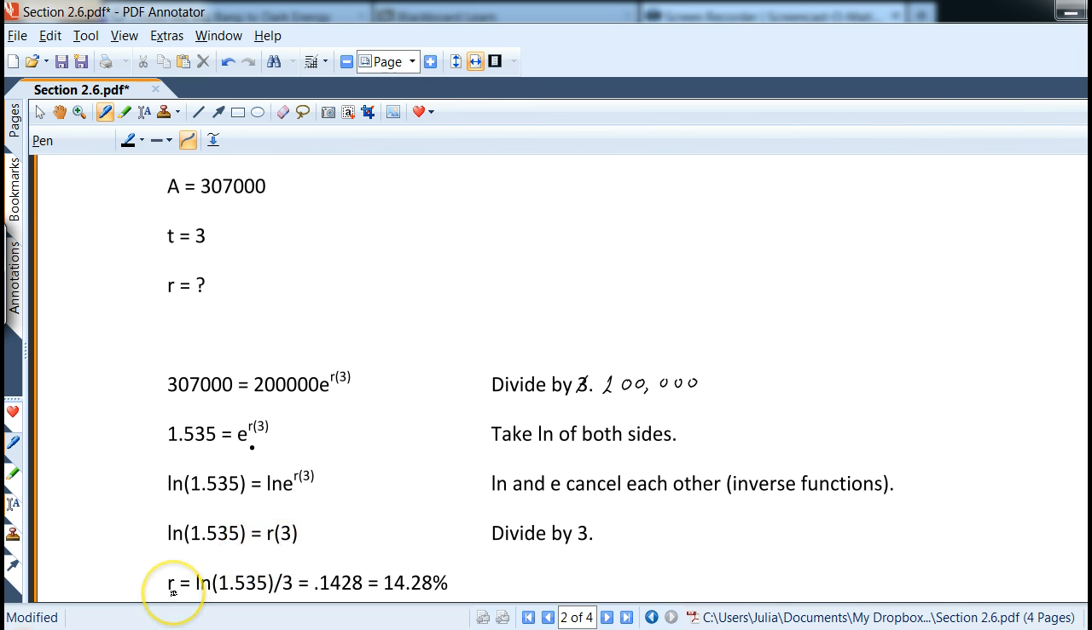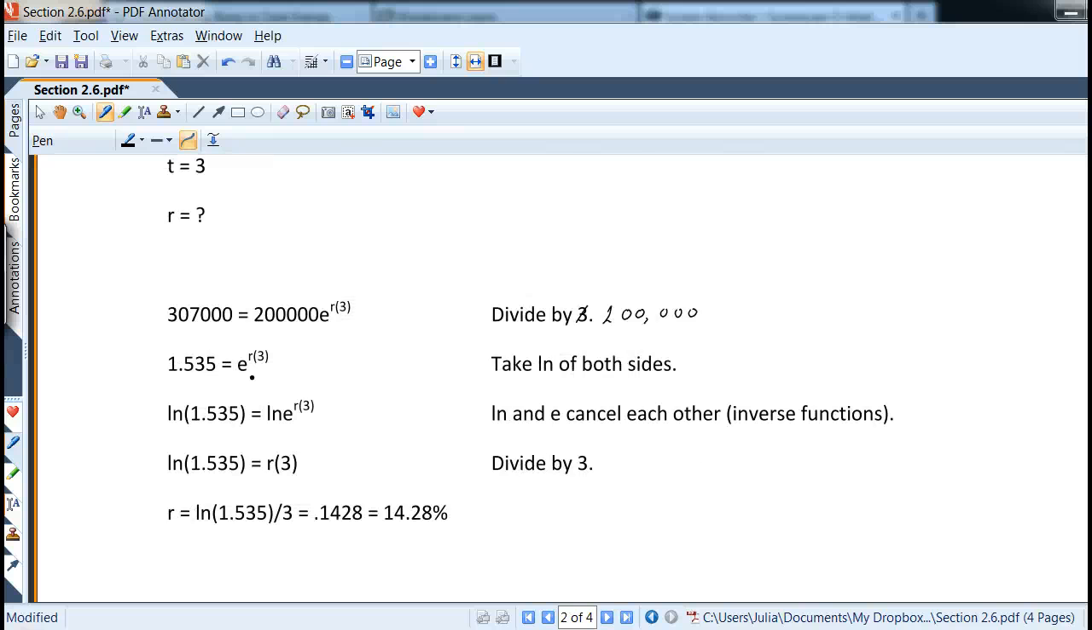And then how do we solve it? Well, we divide by 3. So it would be ln of 1.535 divided by 3 equals this decimal, 0.1428, or about 14.28%. So that's a high interest rate. Even if it's continuous compounding interest, I mentioned it doesn't mean that you're going to earn a lot. So it's a very high interest rate, which I think is a little unreasonable.